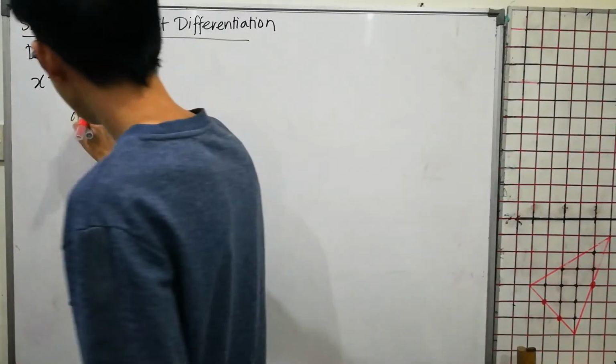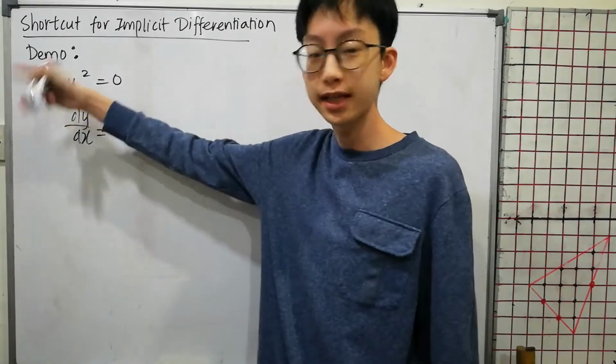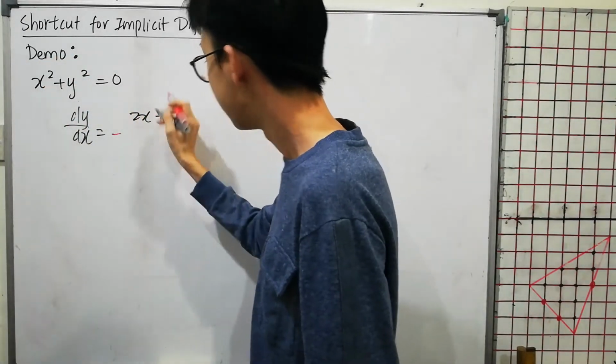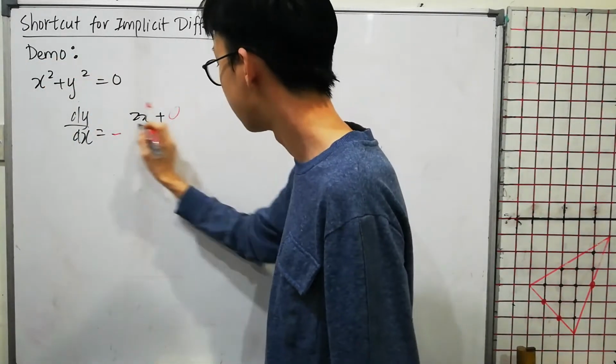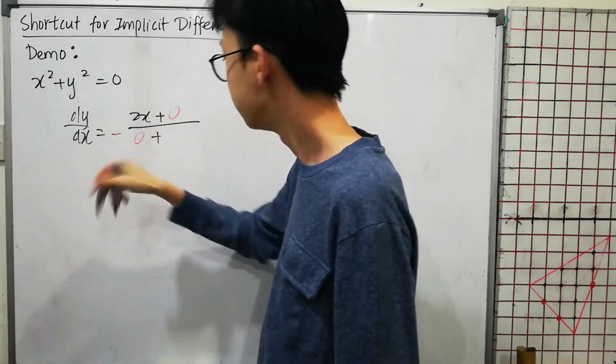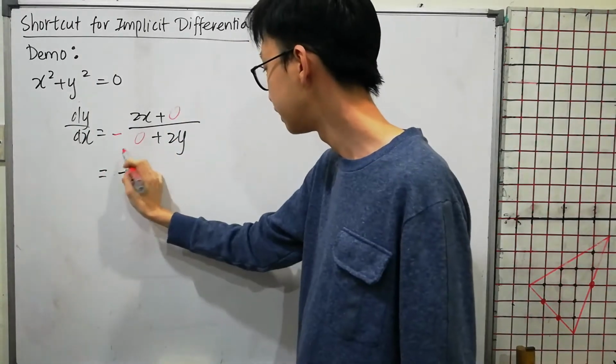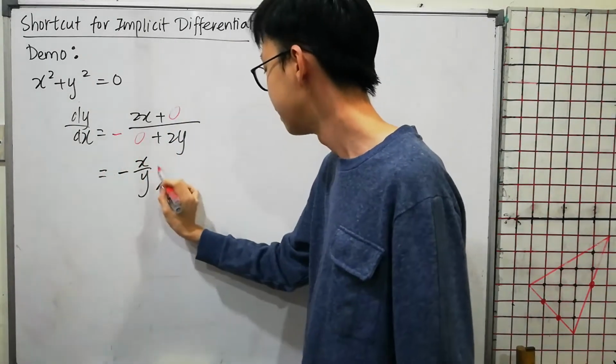So dy/dx will be equal to the negative of, you differentiate x squared, you get 2x. Then you differentiate a constant, you get 0, divided by, you differentiate a constant, you get 0, plus you differentiate y squared, you will get 2y. When you simplify, you will get negative x over y, and that's it.